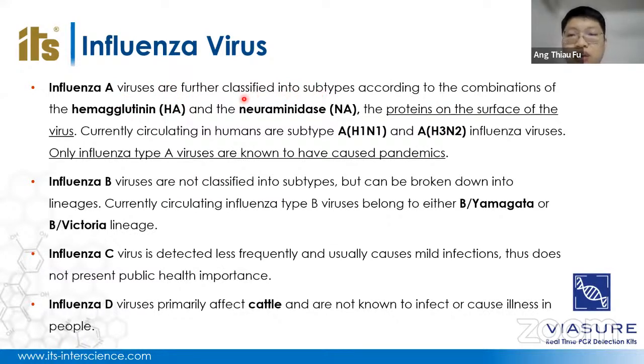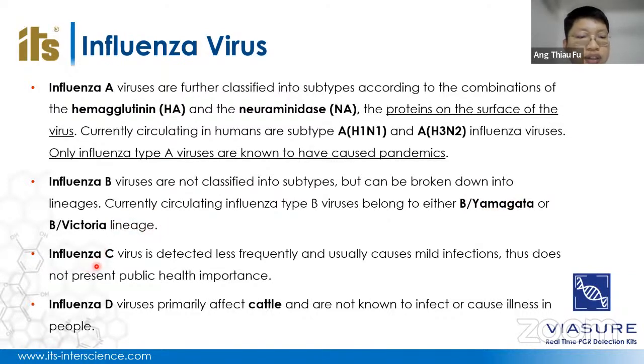Type A can be further classified into subtypes according to the combination of hemagglutinin and neuraminidase, HA and NA. These are the proteins on the surface of the virus. The most currently circulating globally are known as H1N1 and H3N2. These are influenza viruses, and only influenza type A viruses are known to cause pandemics. Influenza B virus is not classified into subtypes, but can be broken down into lineages. The most common currently are the Yamagata or Victoria lineages.